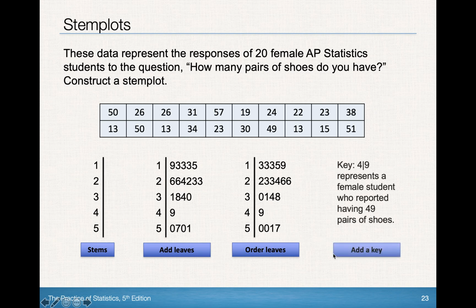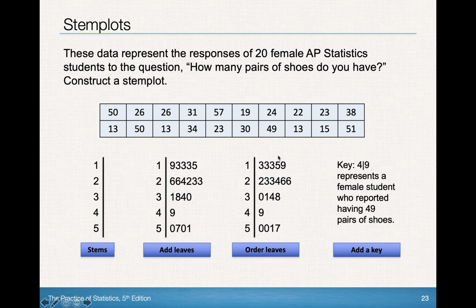Then of course I want to have a key. My key would say, okay, 4, 9 represents a female student who reported to have 49 pairs of shoes. You see how this is in context? It's important that we put all of our keys in context of the problem. And this is a stem and leaf plot. It's a great way to organize data and still have the numerical values.